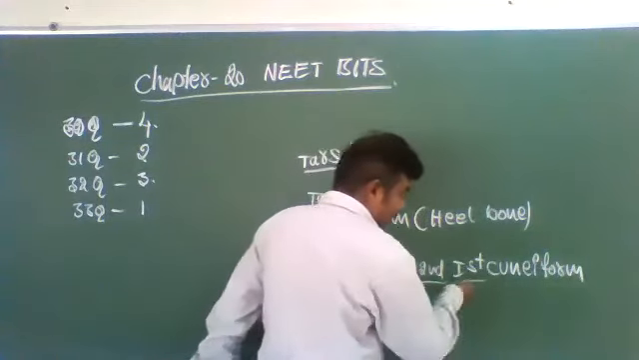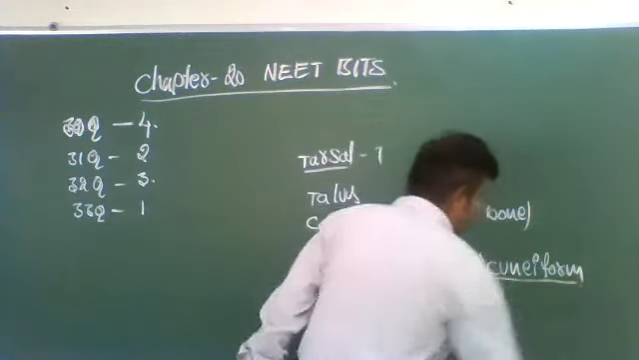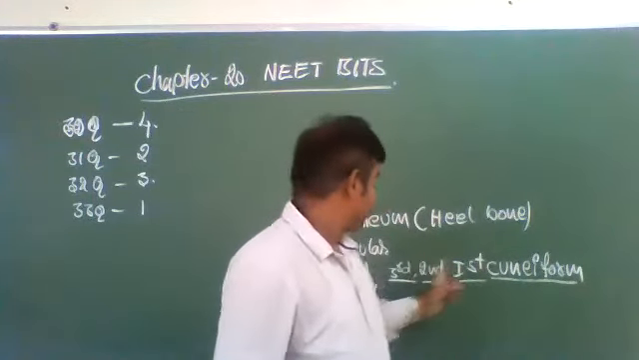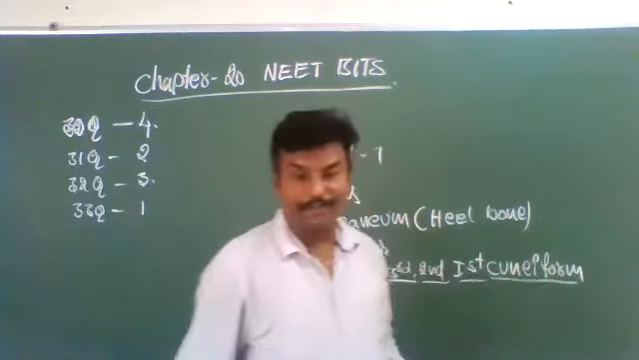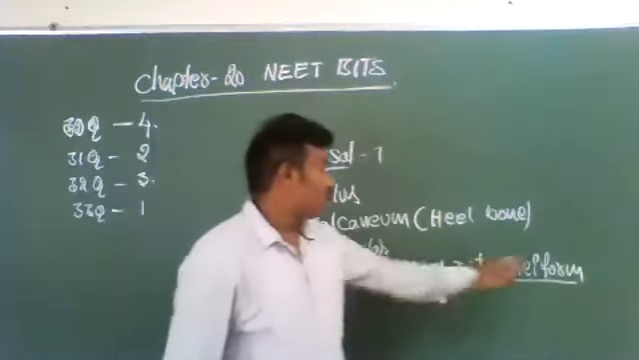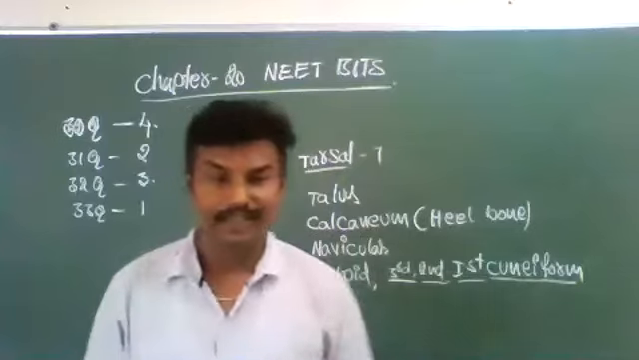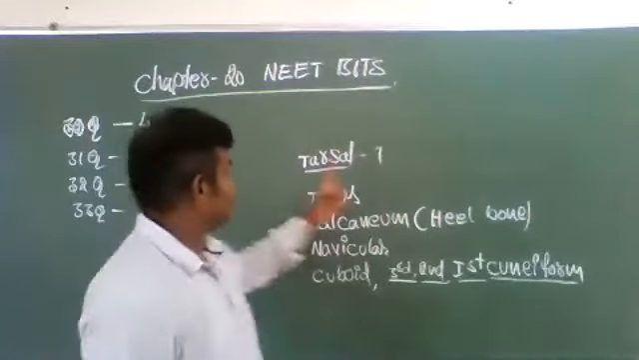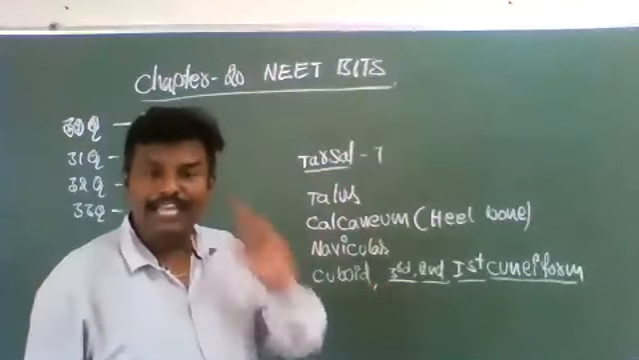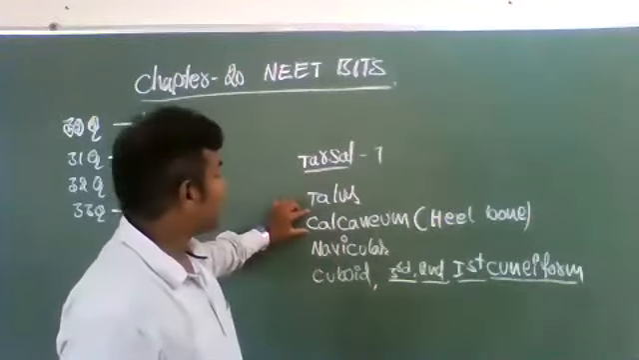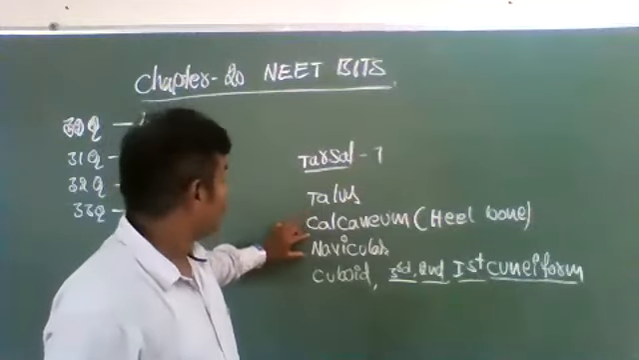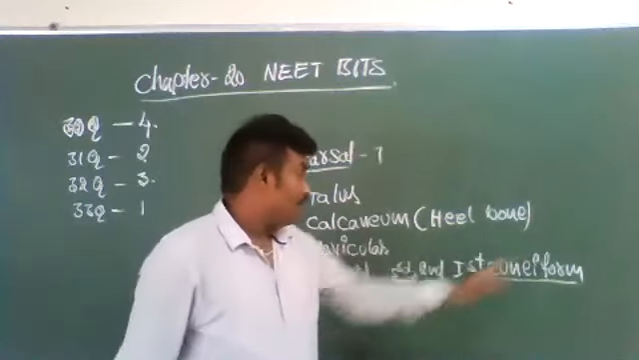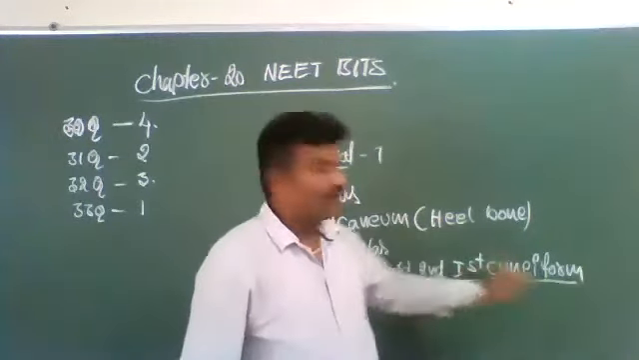5, 6, 7 are called cuneiform bones: first cuneiform, second cuneiform, third cuneiform. Calcaneus is the heel bone. Okay. In the foot, tarsals are 7. Those 7 individual tarsal names are talus, calcaneus, also called heel bone, navicular, cuboid, third cuneiform, second cuneiform, first cuneiform.